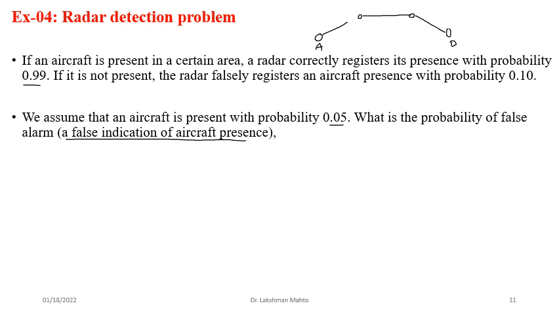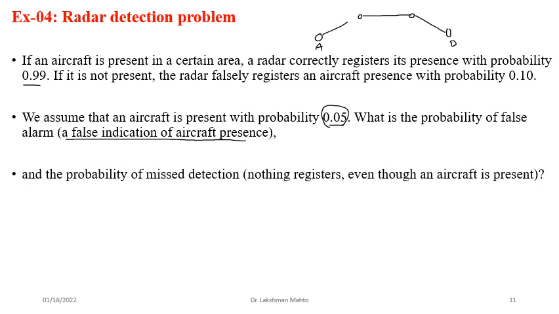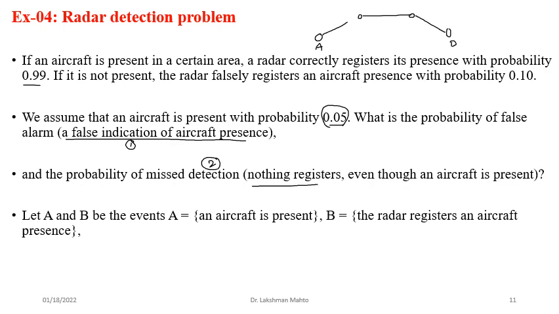You can see that the probability of presence of this aircraft is very, very low, 0.05, so definitely it will affect the result. Smartly, you have to calculate one more probability, the probability of missed detection. That means the aircraft is there but the radar fails to register anything. So there are two events of interest whose probabilities we want to calculate. One is this one, another is this one. First we have to come up with the events.